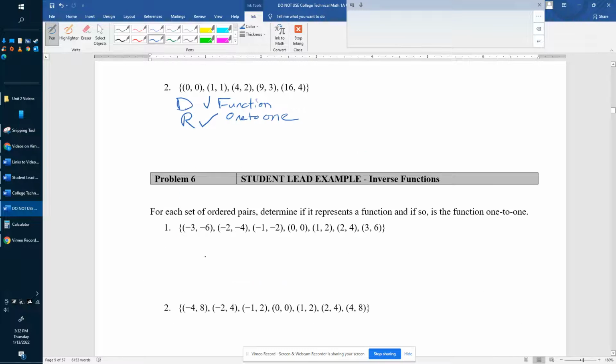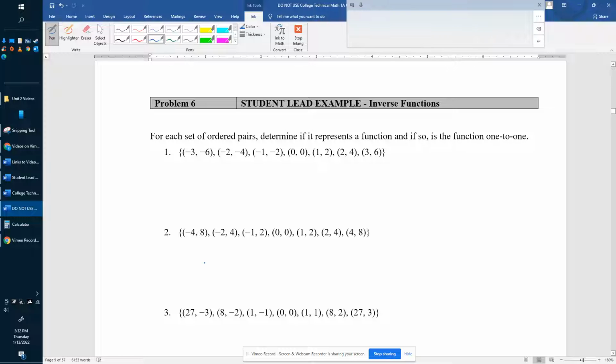So take a look at problem 6 on your own, pause the video, and see if you can determine if these represent functions, and if so, if they are one-to-one.